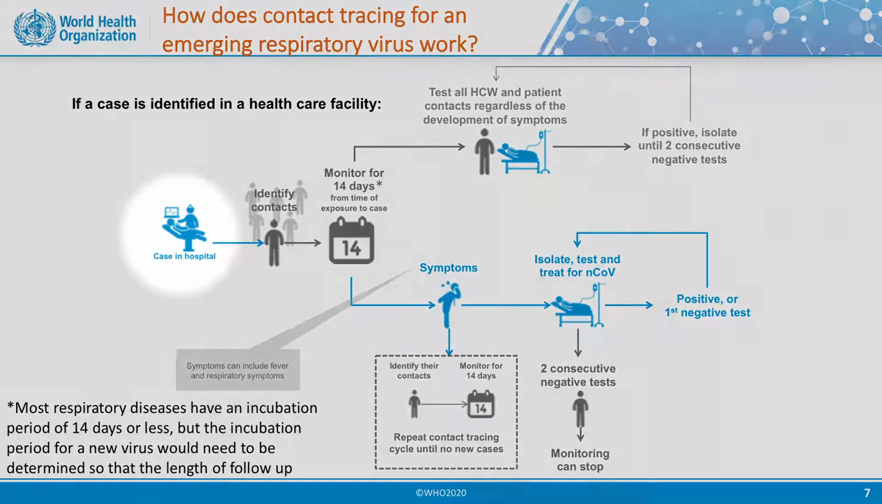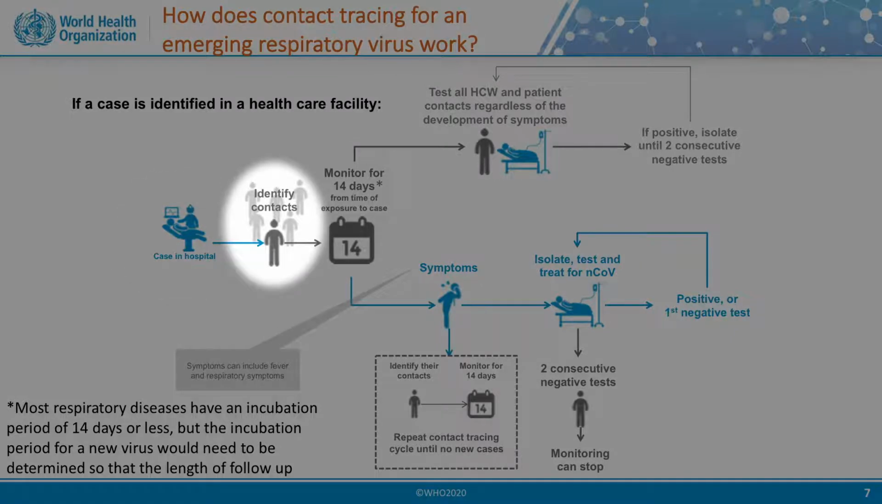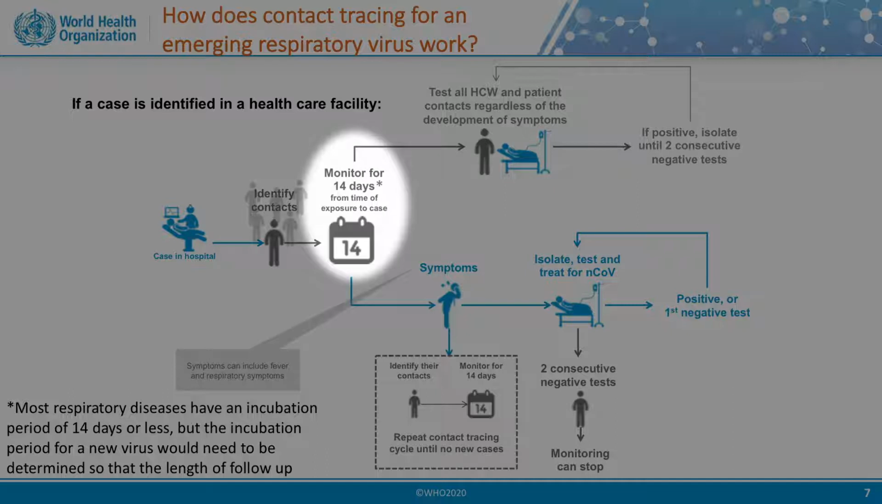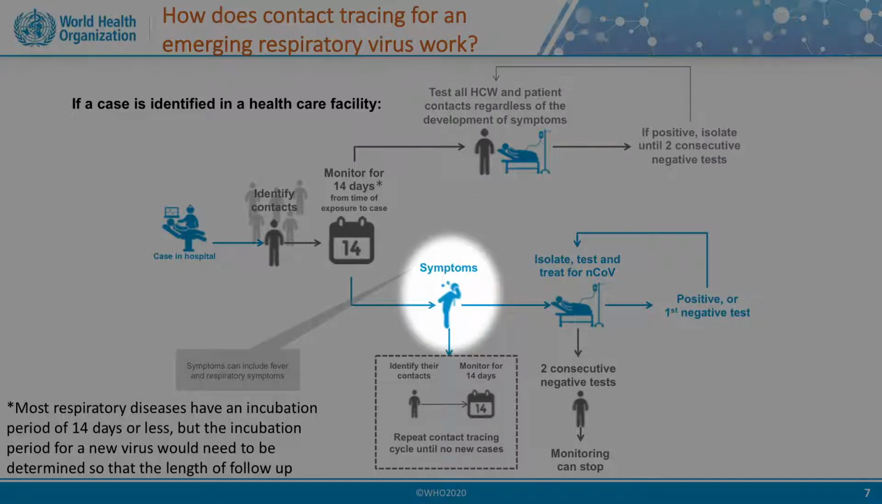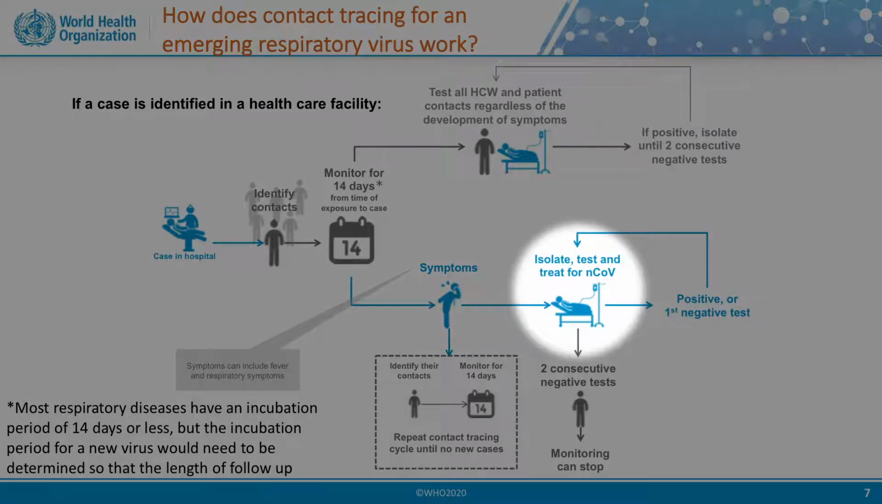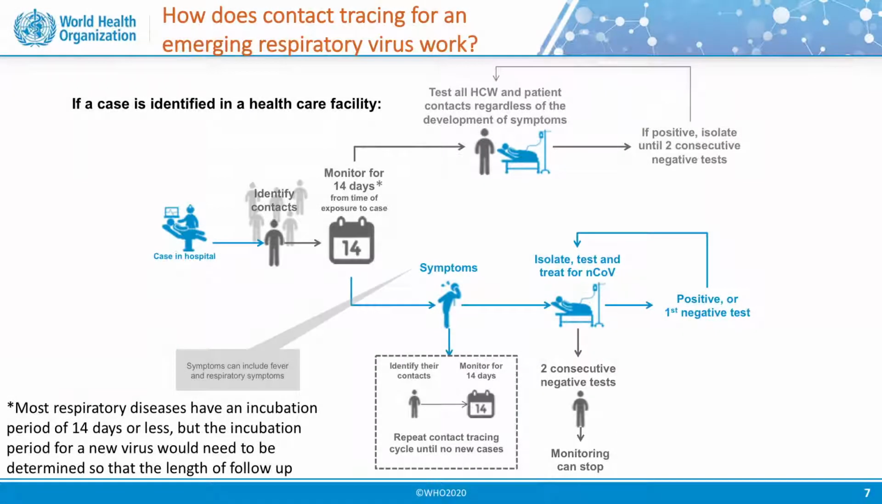Now, if you identify a case in a healthcare facility, you follow the same procedure. You identify all of the contacts of that known case, and you follow them for 14 days. If none of those contacts develop symptoms, then they can finish their monitoring. But if some of those contacts develop symptoms, then you do the same thing. You isolate them, you care for them, and you test them for novel coronavirus. They can be released from hospital once they have 2 negative tests 24 hours apart. The difference between contact tracing in the community versus in a healthcare facility is that in a healthcare facility, you have to make sure that amongst the contacts that you identify, they include healthcare workers.